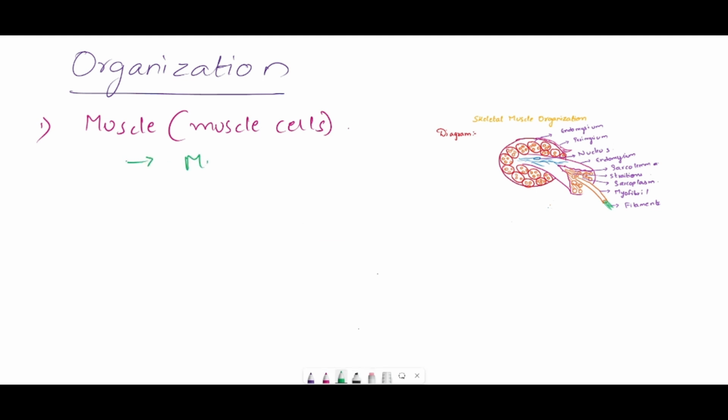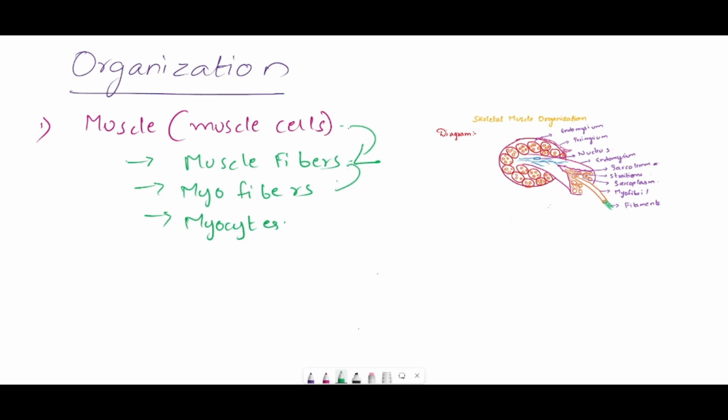First one is muscle fibers. Second is myofibers. Third is myocytes. Inside the muscle cells, we have muscle fibers. Each muscle fiber, if you elongate, you can see myofibers. Inside myofibers, we have myocytes. Coming to the second point, you have seen one more structure which is called the fascicle.